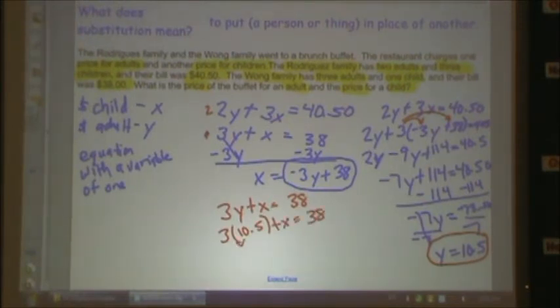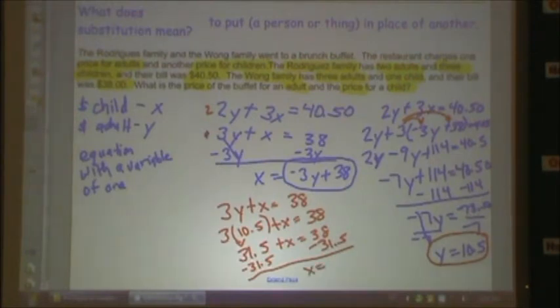3 times 10.5, 31.5 plus x equals 38. So then I subtract my 31.5 from both sides, and I get x equals 6.5. But remember, any monkey can find x and y.